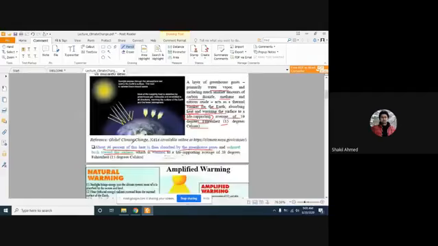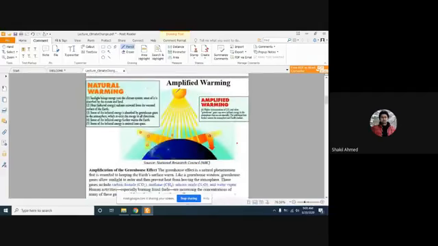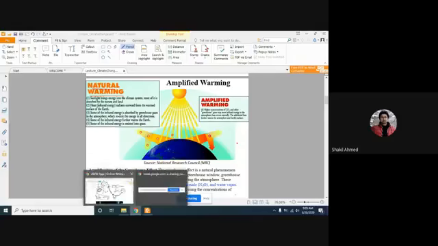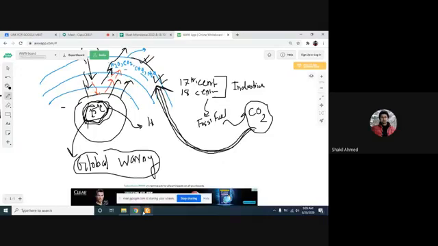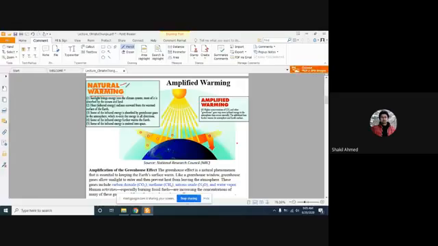Certain, where is global warming here? So this is natural warming. One was natural, as I told you, which is important. By the way, this natural warming is important for us to survive.